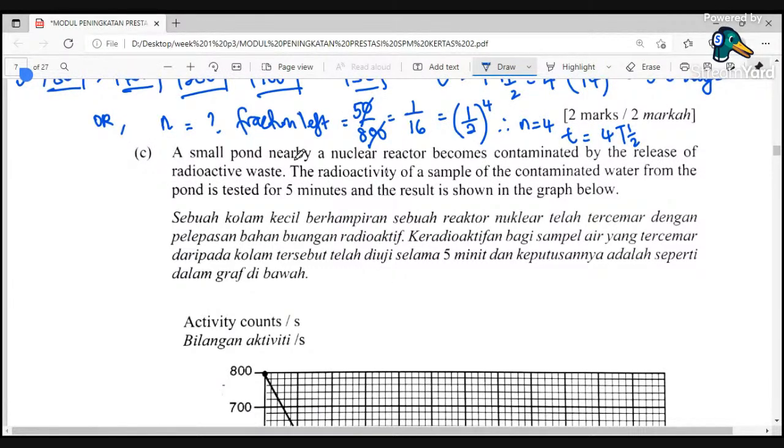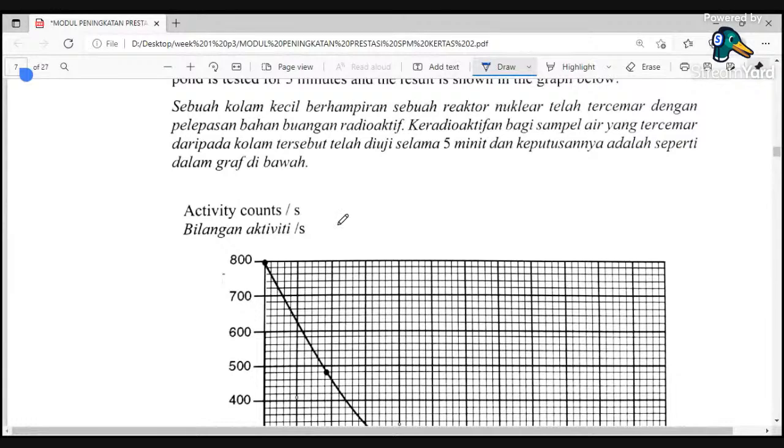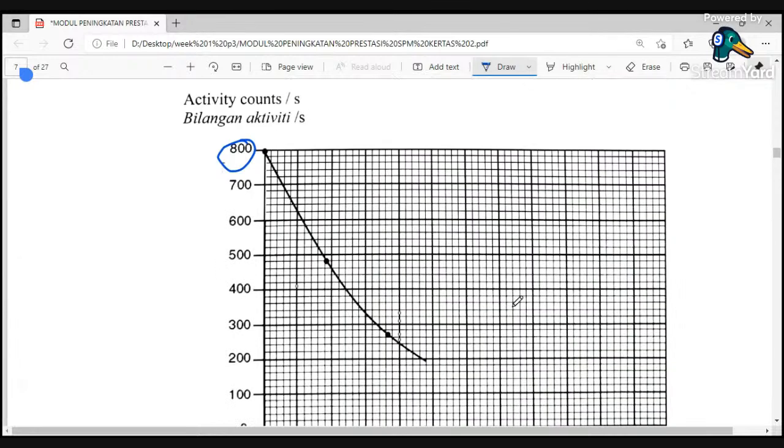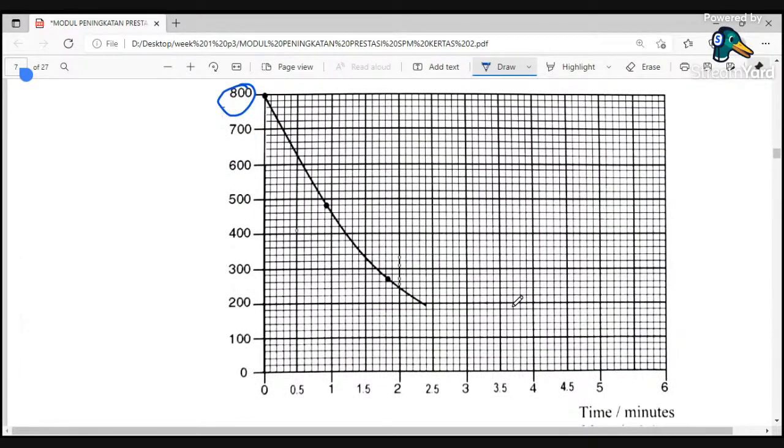A small pond nearby a nuclear reactor becomes contaminated by the release of radioactive waste. The radioactivity of a sample of contaminated water from the pond is tested for 5 minutes and the result is shown in the graph below. Okay, ini ialah decay curve untuk aktiviti tu. Initial value or nucleus ialah 800 dia punya activity. Half-life equals 14 days, meaning become 400 in 14 days.